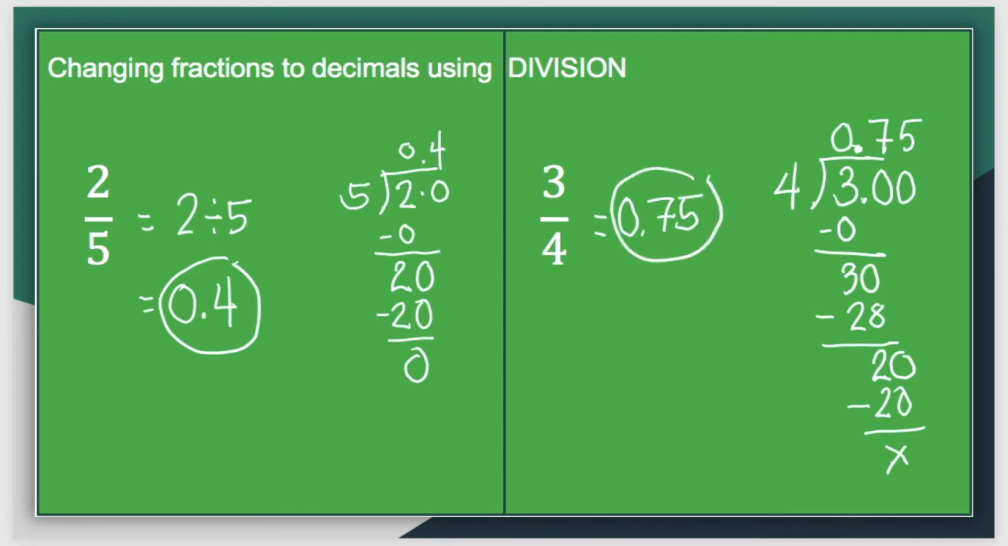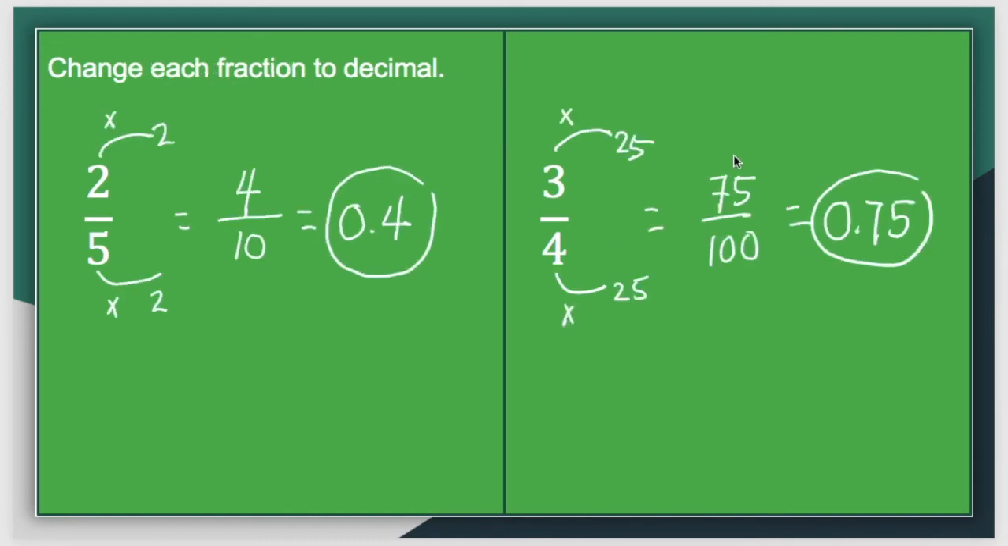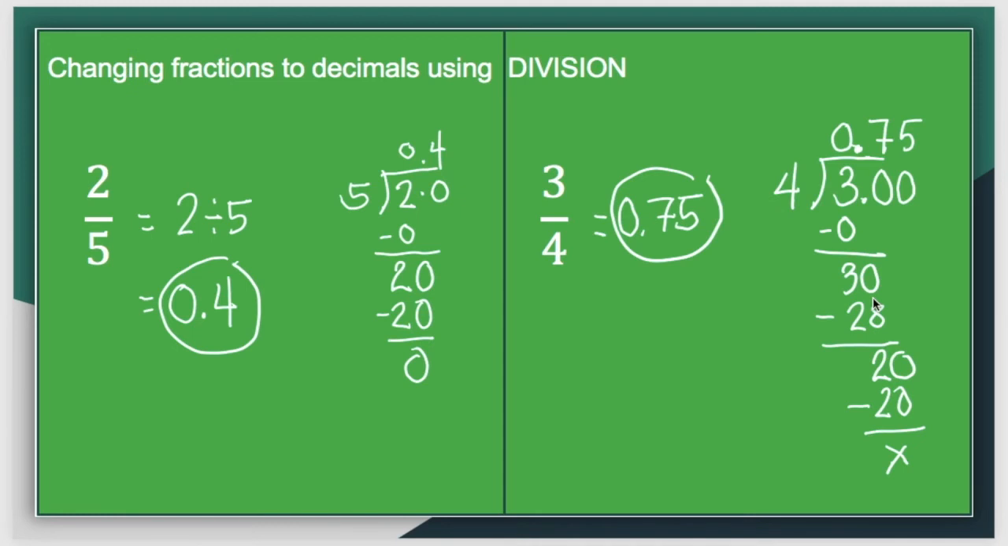Let's compare if we got the same answer before. So here you can see that 2/5 is the same as 0.4 and 3/4 is the same as 0.75. And we have the same answers here using the long division process.